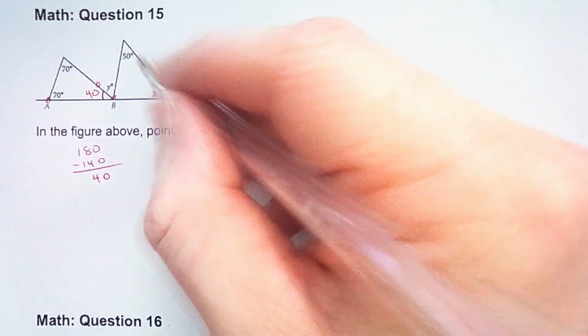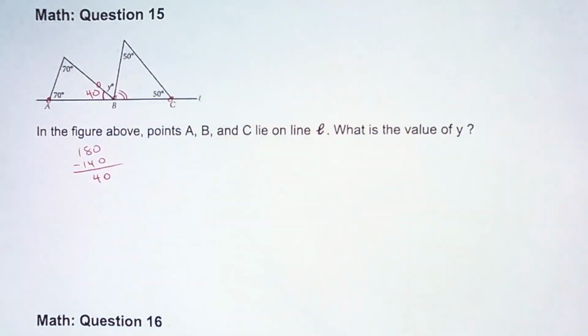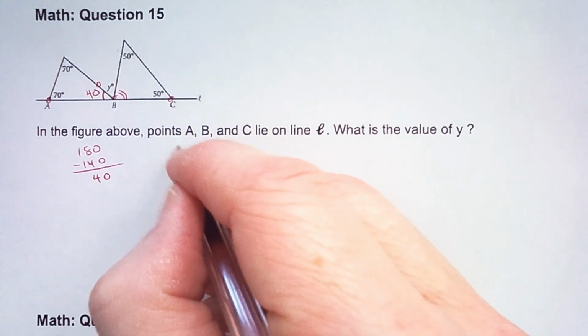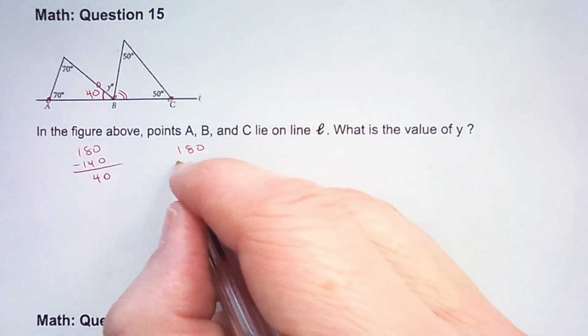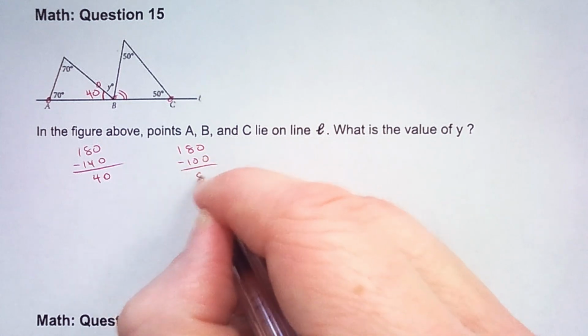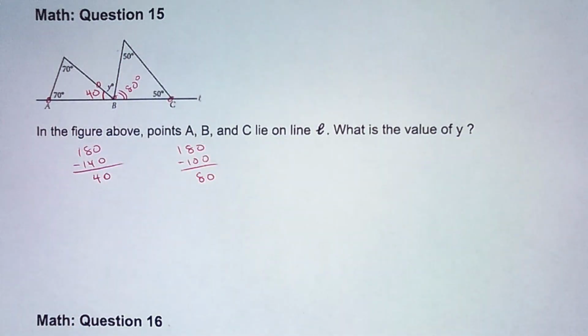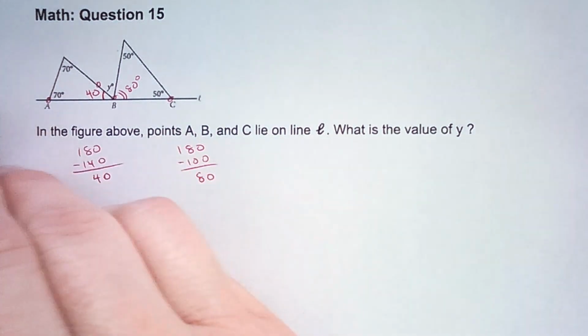Okay, now let's do the same here. 50 and 50 makes 100. I'll use that to find this angle measure. Okay, so I've got 100 degrees here. A triangle makes 180. Minus 100 leaves me with 80. So this is 80 degrees.